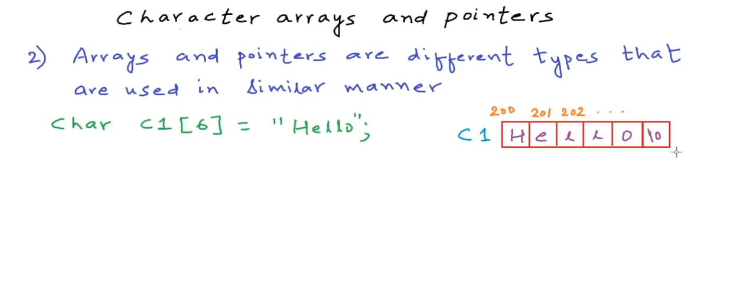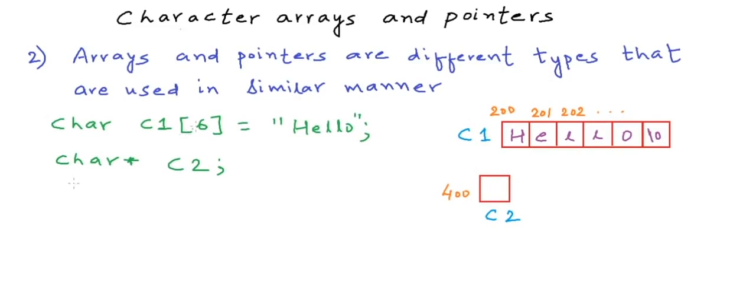Now C1 is the variable name for this whole array. Now what I'll do is I'll declare a variable which is a pointer to character. Let's name this C2. So let's say we get this variable C2 somewhere in the memory. A pointer variable in a typical architecture is stored in 4 bytes. So this variable will also have some address. Let's say this variable is at address 400. I'm just picking these numbers for example's sake.